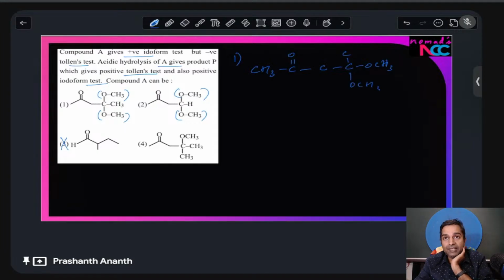This is called an acetal when you have two OR groups present. So this will undergo hydrolysis comfortably. But first let's check out the test here. So you'll end up having this kind of group present. So positive haloform, no problem.